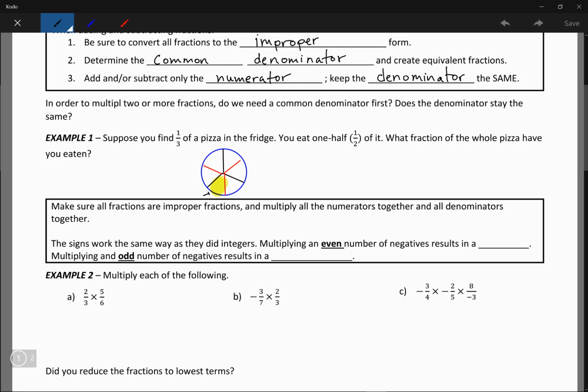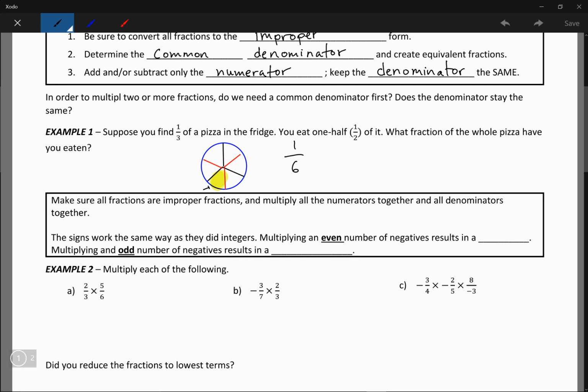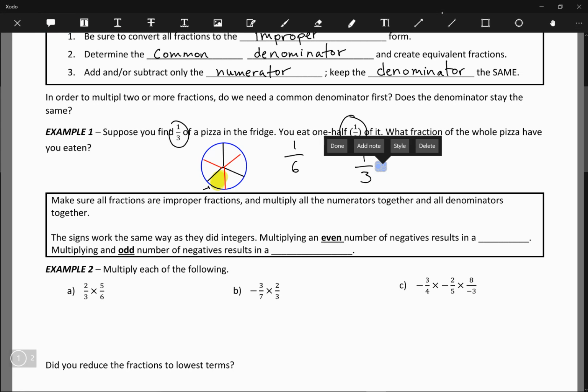Well, if I just count the slices, I have 1, 2, 3, 4, 5, 6, and I have one of those slices, then I've eaten 1/6 of the pizza. Okay, so how do I get 1/6 from 1/3 and 1/2? Well, it turns out that if I took 1/3 and I multiply by 1/2, I get 1/6. Multiply the numerators and multiply the denominators.